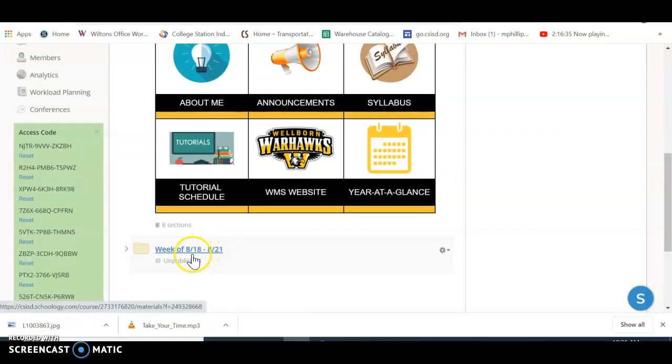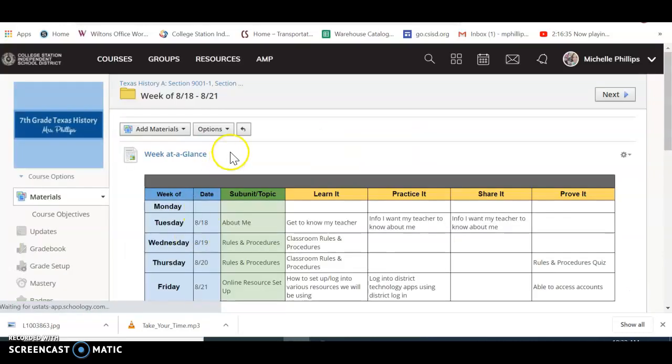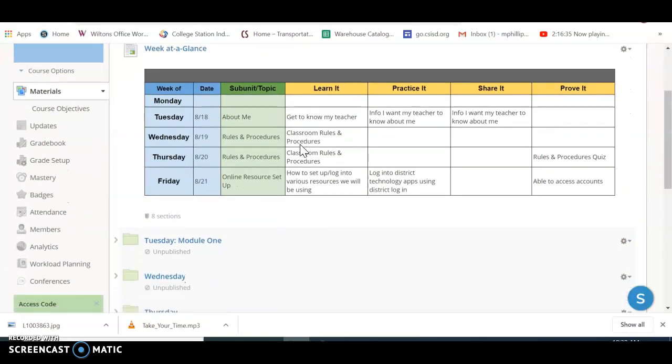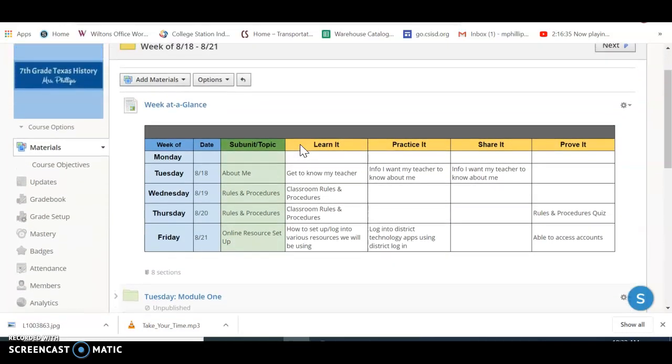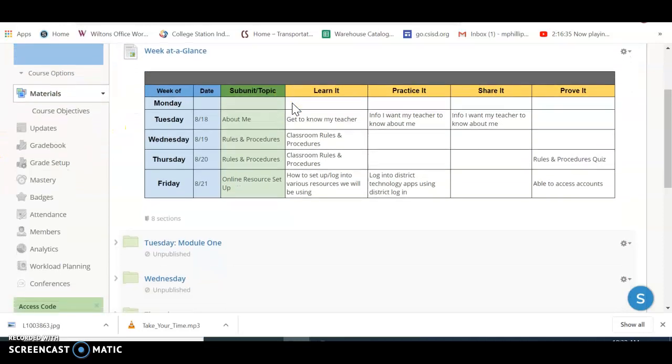You should see week of 8/18 through 8/21, which is this week, first week of school. If you click on that, it will take you to this new page, okay? Again, we are in course materials. I don't think I said that originally, but we are in course materials over here on the left-hand toolbar. Week at a glance is right here. Week at a glance is always going to be there for you, so you know exactly what to expect for the week. It's going to be broken down by day.